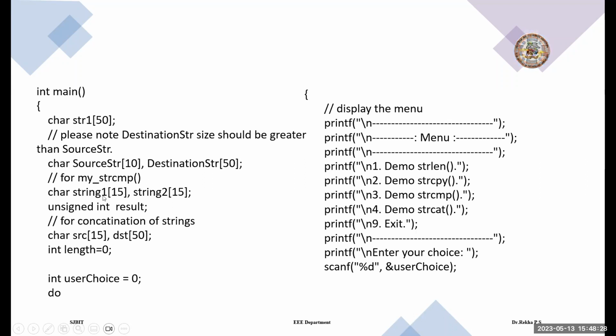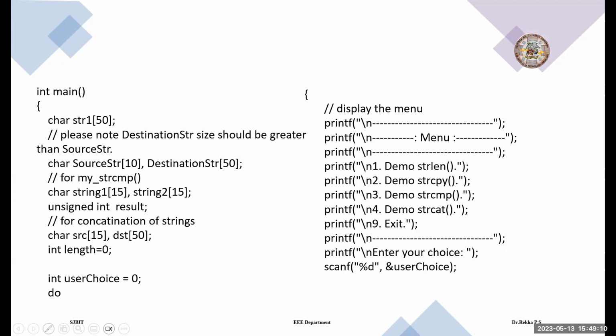So for comparison, I need two strings. So for that also, I have declared two variables, string 1 and string 2. Two strings I have declared of type character, of size 15 and 50. And I have declared one more variable called length of type integer, and I have initialized it to 0. Now again I have declared one more variable called user choice of type integer, and I have initialized that variable also to 0.